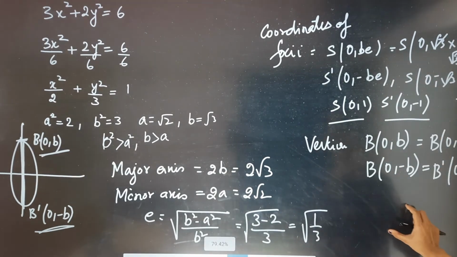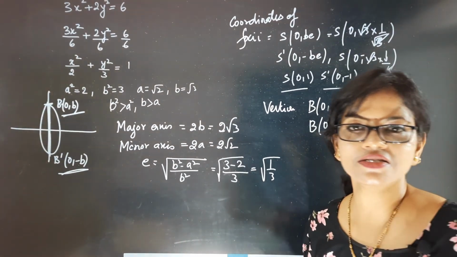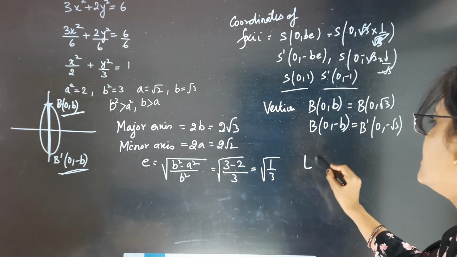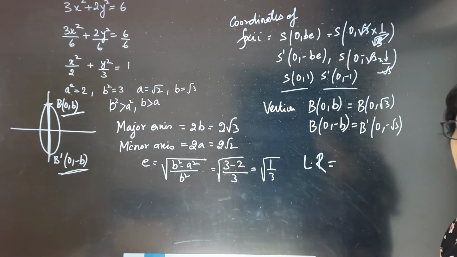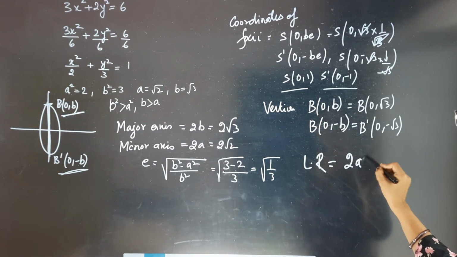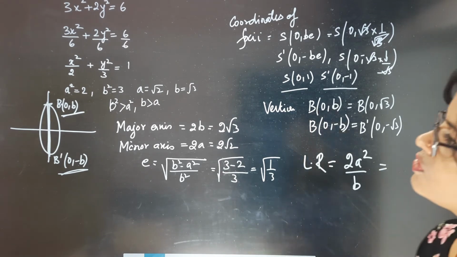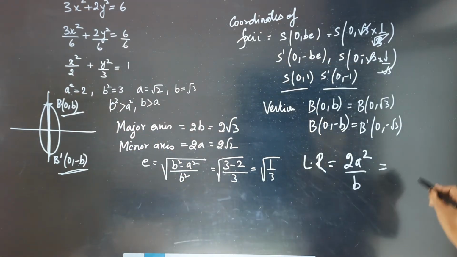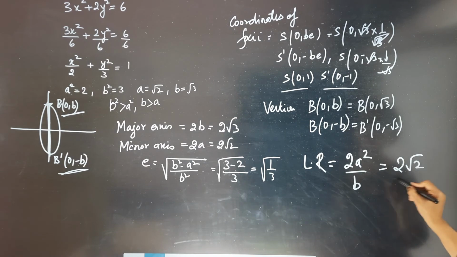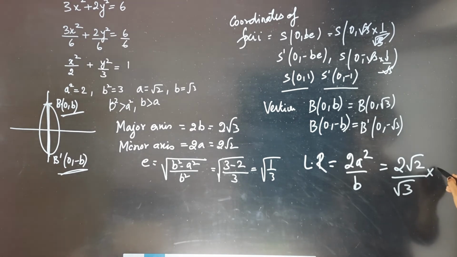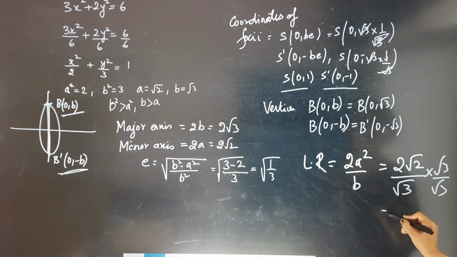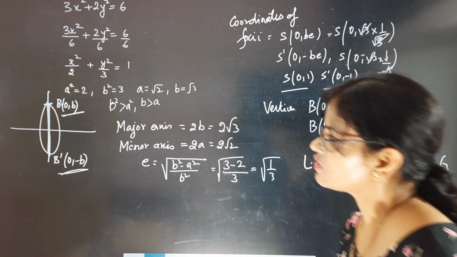Now one more thing we can do: we can get the latus rectum. The latus rectum formula is 2a² by b. You know that a² is 2, so it will become 2 root 2 by root 3. If you rationalize this one, it comes as 2 root 6 by 3. So this will be the length of the latus rectum.